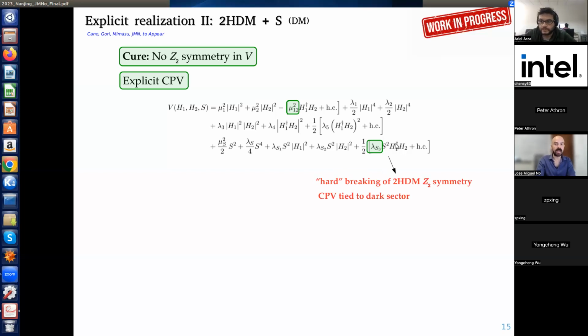This is a hard breaking of the Z2 symmetry of the standard two-Higgs doublet model. So this is a soft breaking of the Z2 symmetry, but this is a hard breaking of it, because it's a breaking with a dimension 4 term in the scalar potential. But this is not so bad, because this CP violation and the hard breaking is tied to the dark sector. Okay, so if the singlet was out of the game, there would be neither hard breaking nor CP violation.